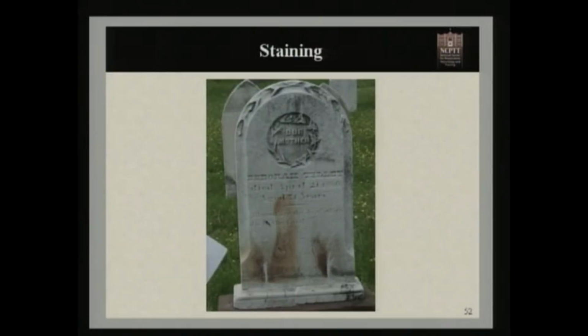Another reason for cleaning might be staining. Now, for example, in this slide we have some metallic staining. We can see that two iron pins were once installed in this marble headstone, and the iron has migrated out to the surface and caused some metallic staining. Now, this is also seen a lot of times in relationship to bronze pins or bronze plaques. Now, this is an issue that may require consultation with a conservator or a professional that might need to come in and do some advanced poulticing techniques to remove that staining.